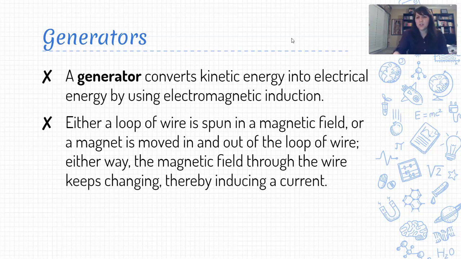If any of you have ever seen those shake flashlights where you shake it back and forth and that's what powers it, all you're doing is shaking a magnet back and forth through a loop of wire. That's it. It's just a generator.